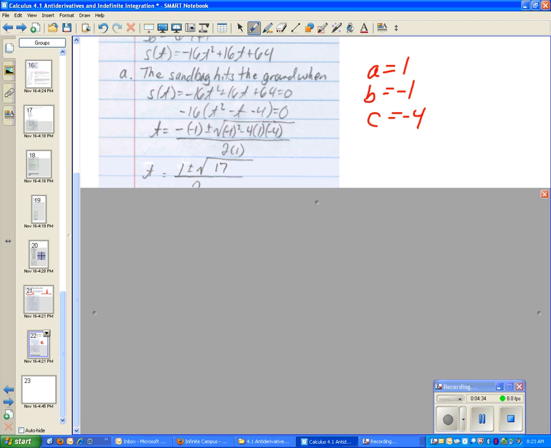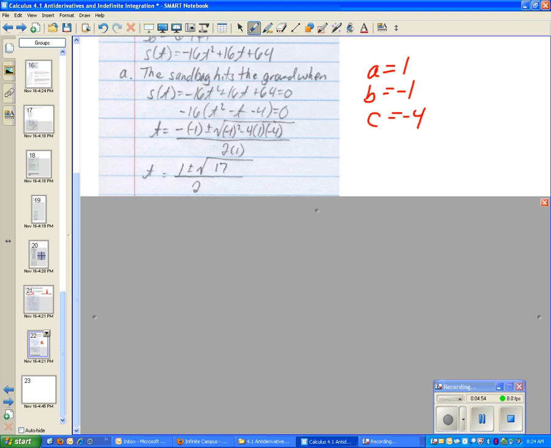Then we start simplifying. Well, the opposite of negative 1 is 1. And under the square root, when you square the negative 1, you get 1. And then when you multiply negative 4 times 1 times negative 4, you get a positive 16. So we've got a positive 1 plus 16. Well, that's 17.